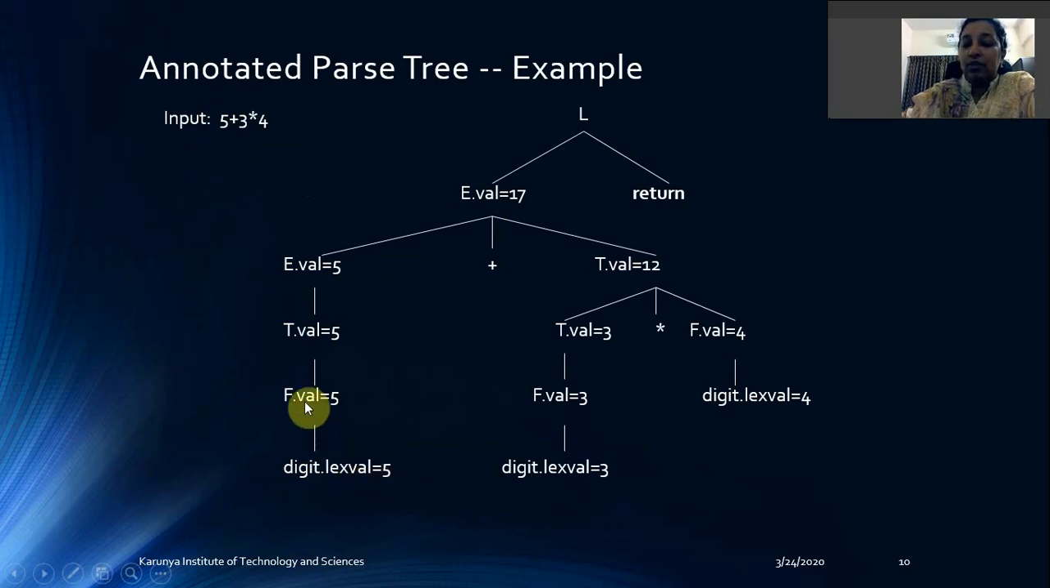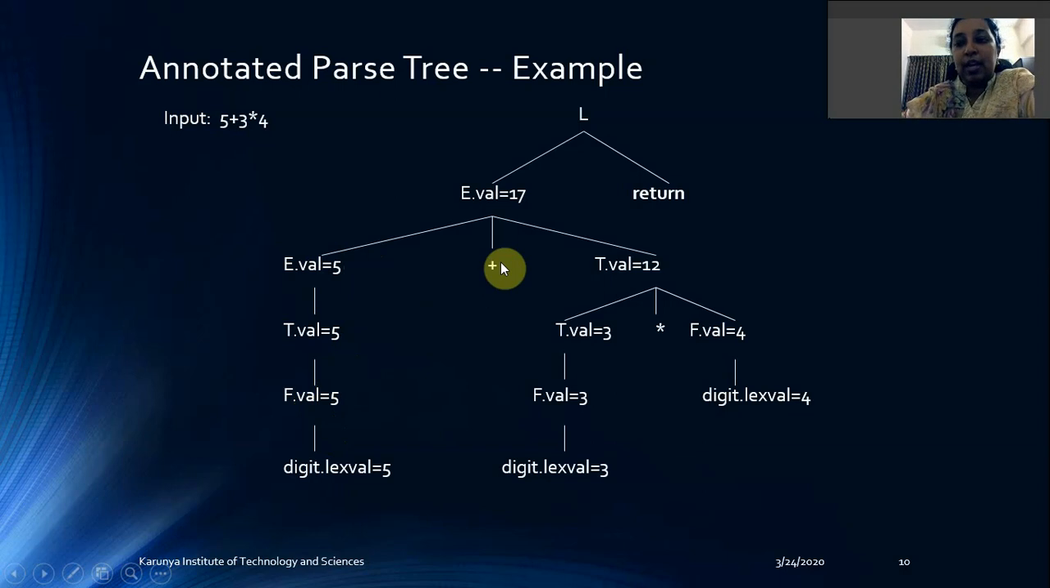We'll say the 5 is the digit. When it is reduced to F, F has an attribute called value, for which the value 5 is assigned. Then F is reduced to T, where F's value 5 will be placed onto T.val, and then when reduced to E, every non-terminal has val as an attribute, and therefore E.val becomes 5. There you stop here, and then you read plus.